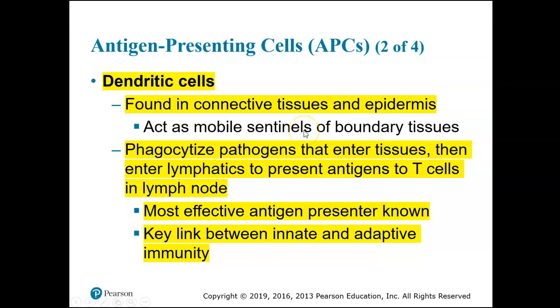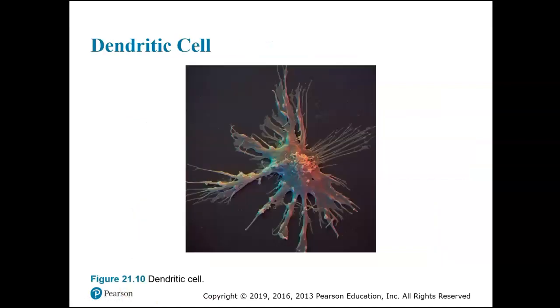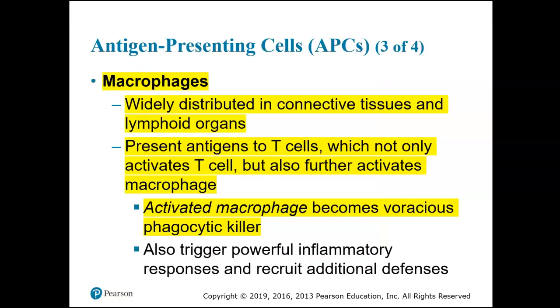Dendritic cells are found in connective tissues and the epidermis. They phagocytize pathogens that enter tissues, and then they present the antigens on their surface so that T cells can bind to them. This happens in the lymph nodes. Dendritic cells are the most effective APC known, and they are a key link between the innate and adaptive immune system. There's a picture. They have all these extensions that can reach out and grab harmful pathogens and engulf them.